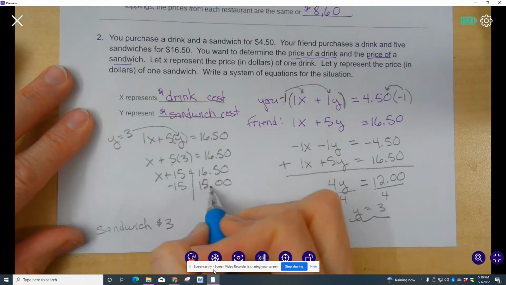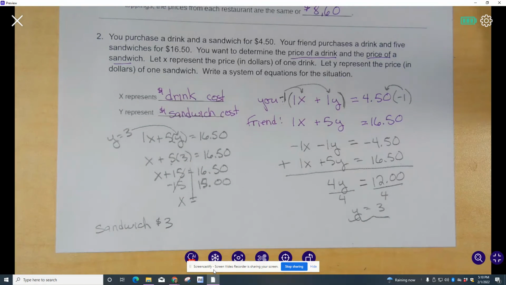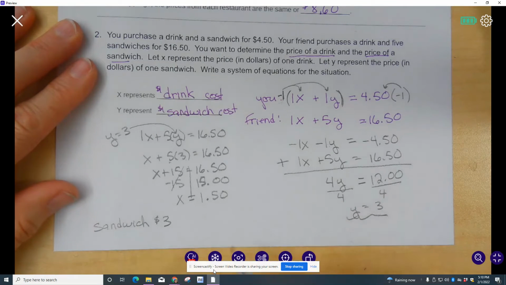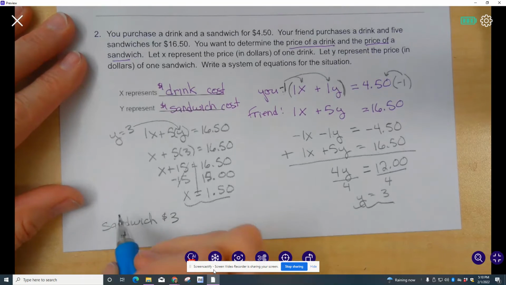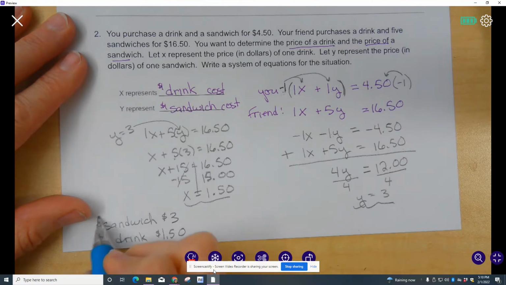So this is 15.00 if you want to write it like that. So there's X all by itself, and what I get here is $1.50. So X is 1.50. So now I know X is my drinks. So the cost of a drink is $1.50.